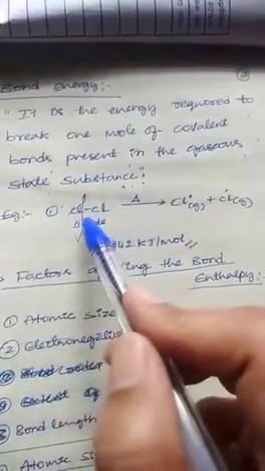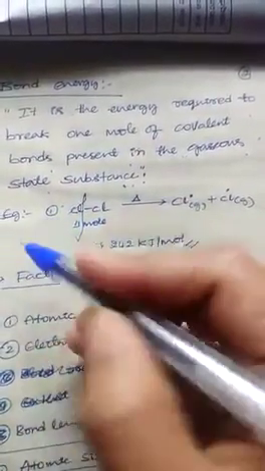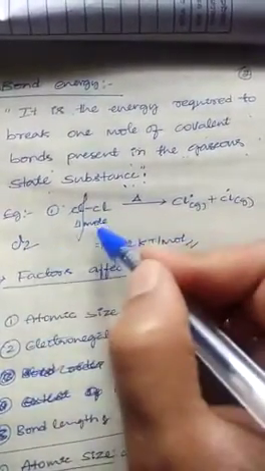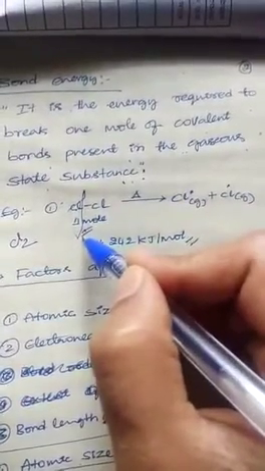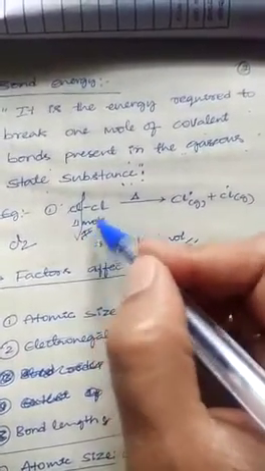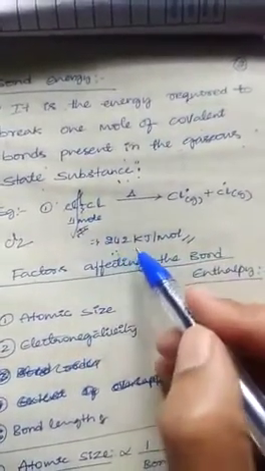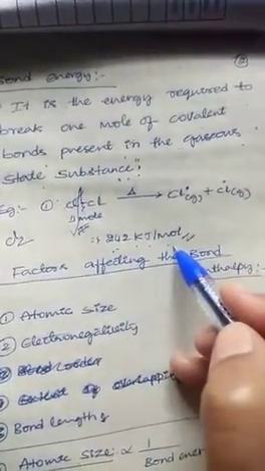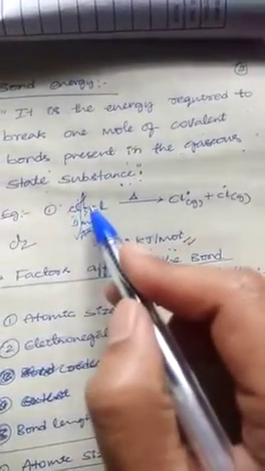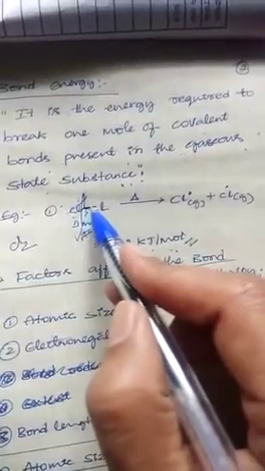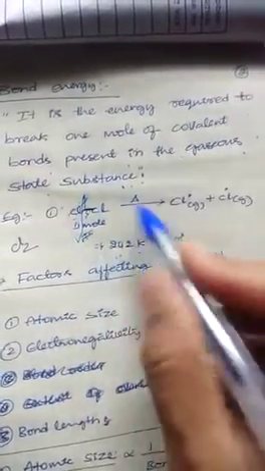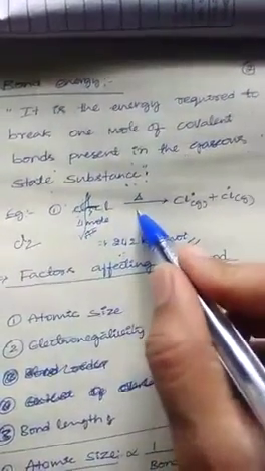So, the example is here, in the Cl2 molecule, it has 1 mole of molecules, 1 mole of covalent bonds. The bond energy required to break this bond is 242 kilojoules per mole. With this energy, we are going to break this Cl-Cl bond. This bond is called a covalent bond. So, this is about bond energy.